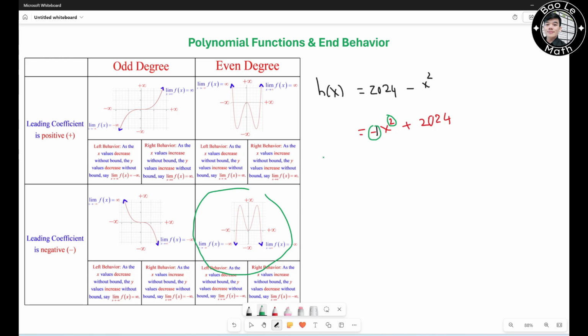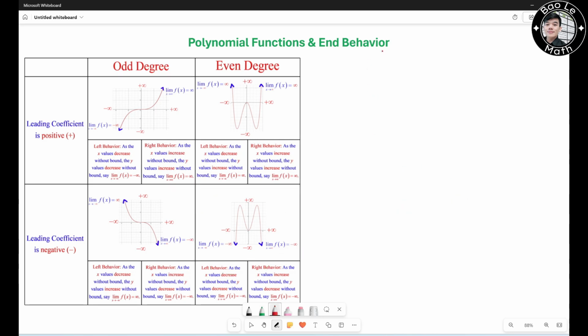So we have the left behavior, the limit of the function h of s when s approaches negative infinity is negative infinity, and the right behavior, the limit of the function h of s when s approaches positive infinity is negative infinity.